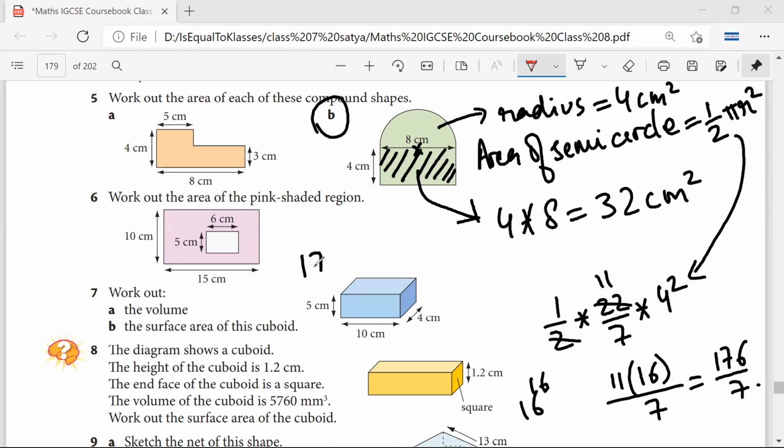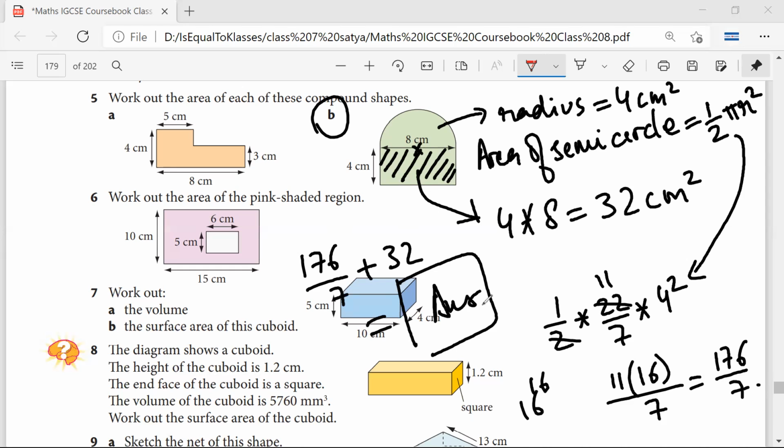So I will add 176 upon 7 to 32 and I will have the final answer. Any doubt about this? No. Mr. Sarthak, any doubt? No, sir.